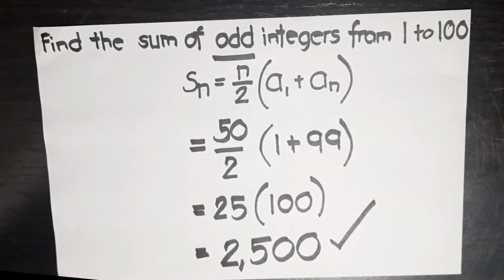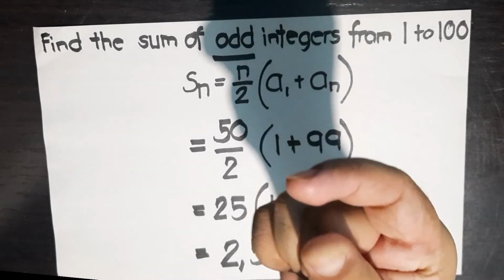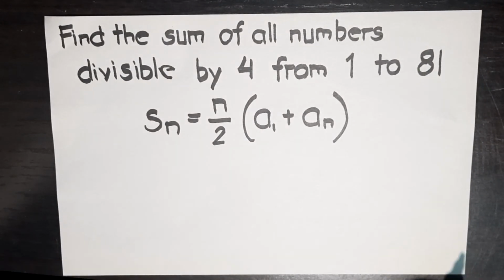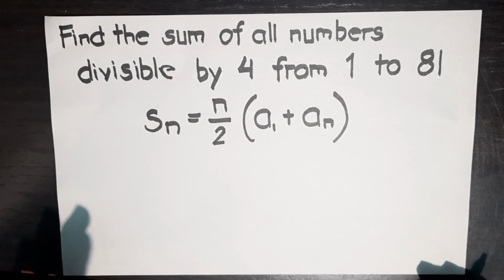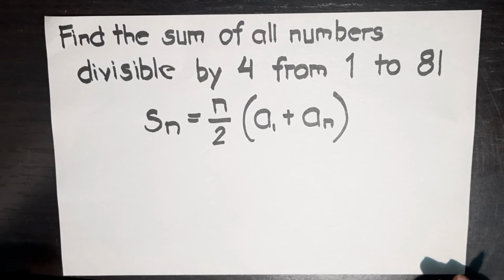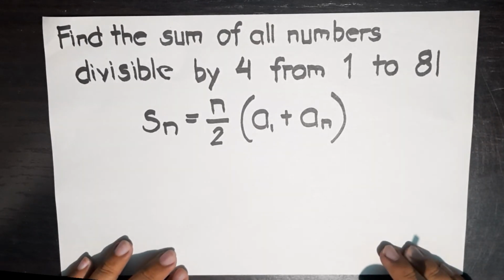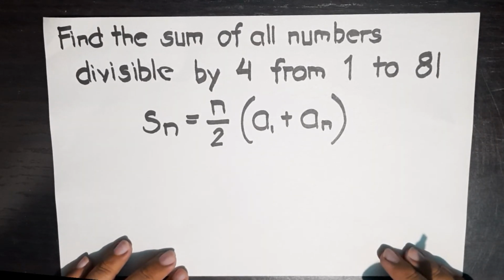There you have it. Let's have our last example. For our last example, find the sum of all numbers divisible by 4 from 1 to 81. So again, what are the numbers divisible by 4? 4, 8, 12, 16, 20, and so on, up to 81. But of course, we cannot consider 81 because it is not divisible by 4.